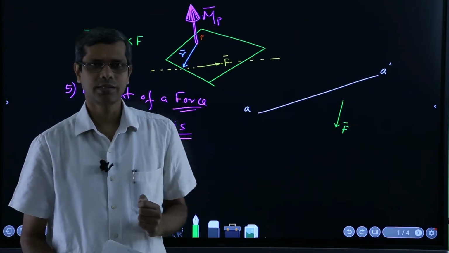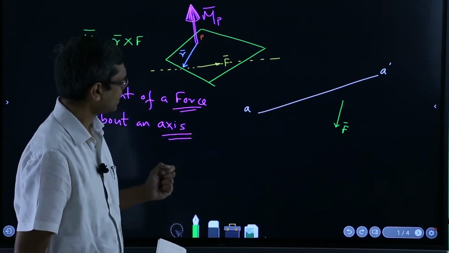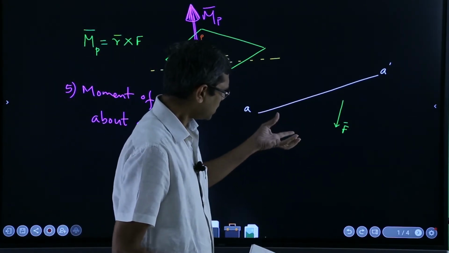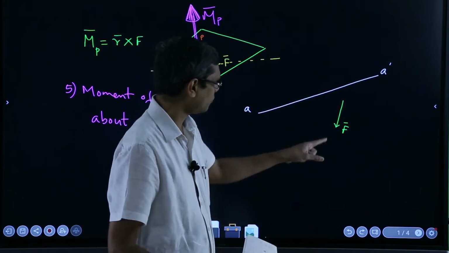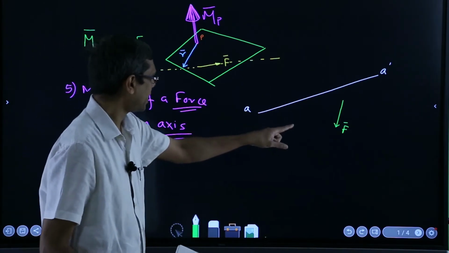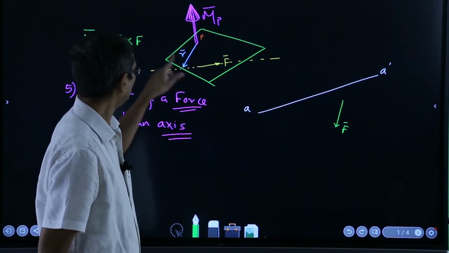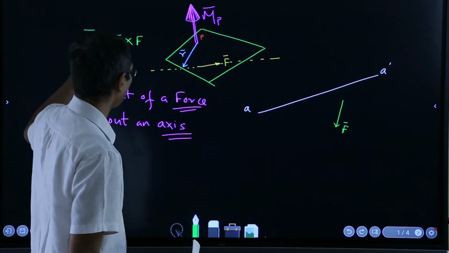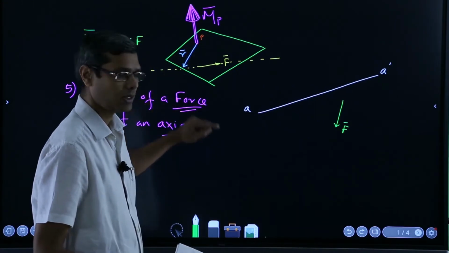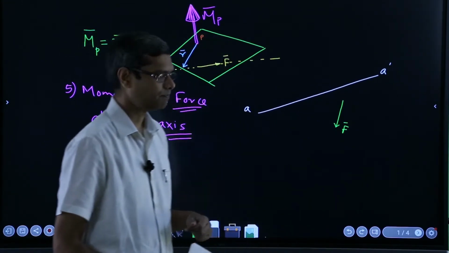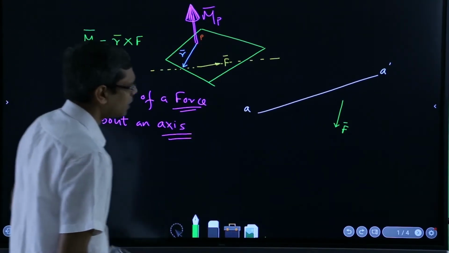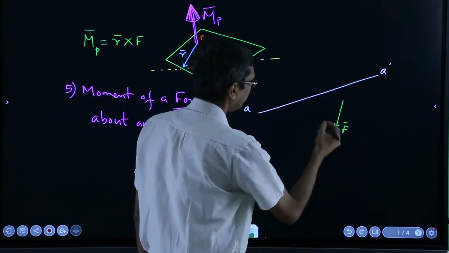Now what it does is basically evaluate or give us the turning effect of this force about this axis. Just compare with this example. So this vector M P was giving the moment of this force about a point. Now we are asking about an axis.